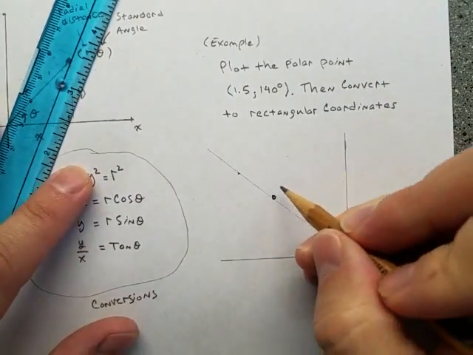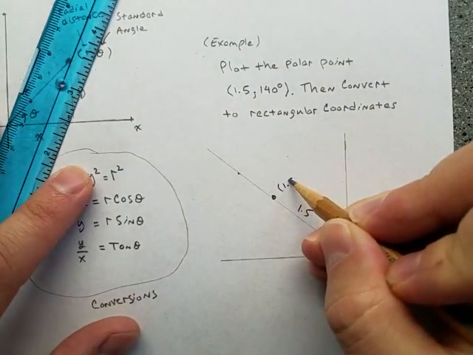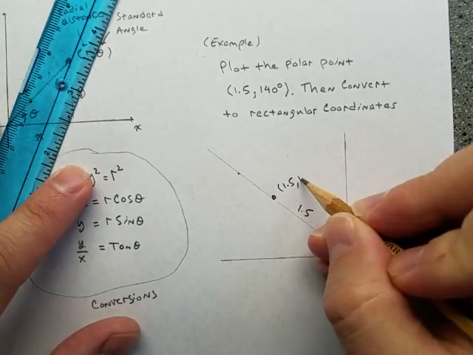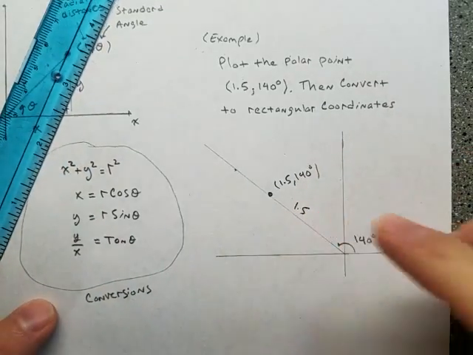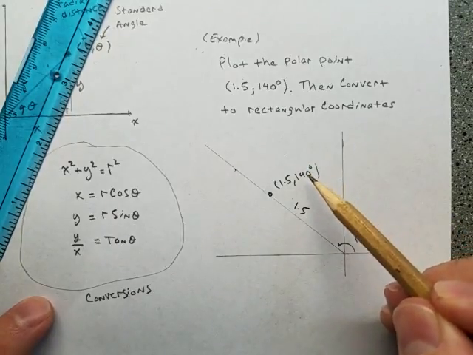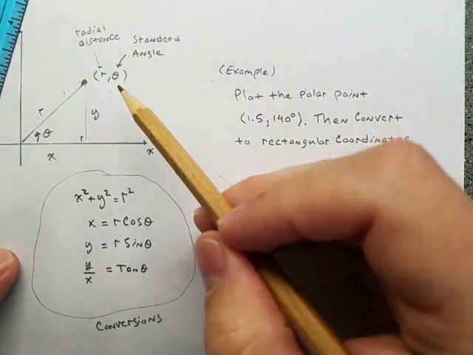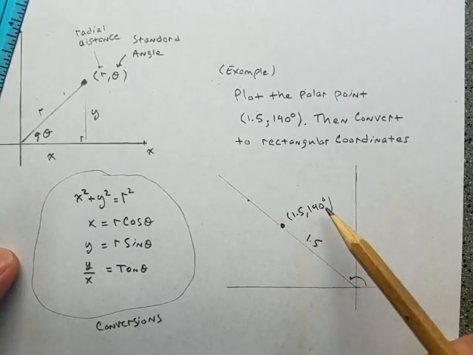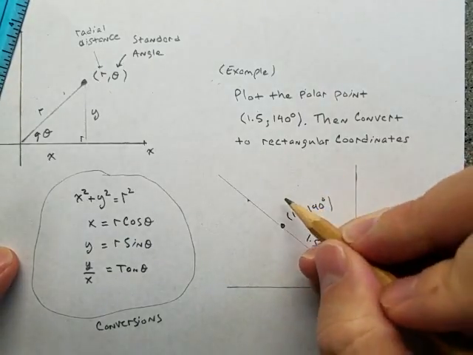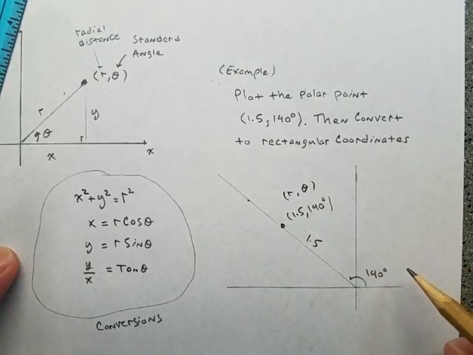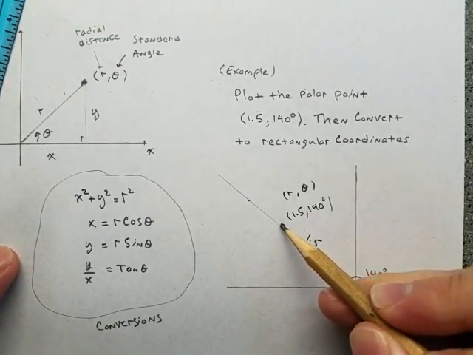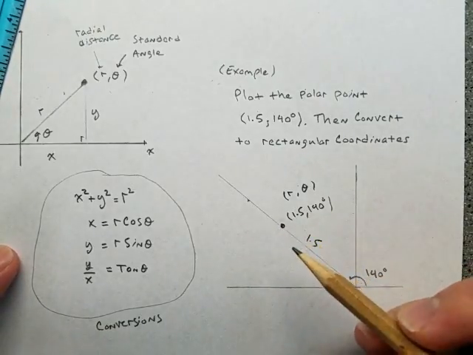All right, that point, 1.5 for r, 140 degrees for theta. Now I suppose that if I put the degrees there, you know it's a polar point because that's obviously an angle. But sometimes it's nice to say that, remember, that's r and theta, not x and y. Okay, so there's the plot. The point is right there on the graph.